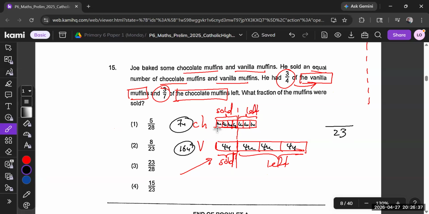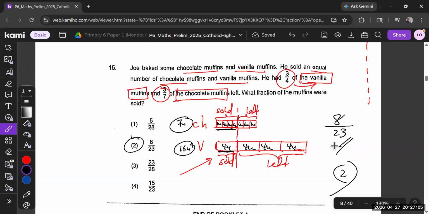Then you compare, you look at all this. 4 unit plus 4 unit, 8. 8/23. Oh, Miss didn't give the answer yet. The answer is number 2. And not a single step. So if you draw the model, you do it correctly, you do it clearly, you get the answer, no step. Okay?